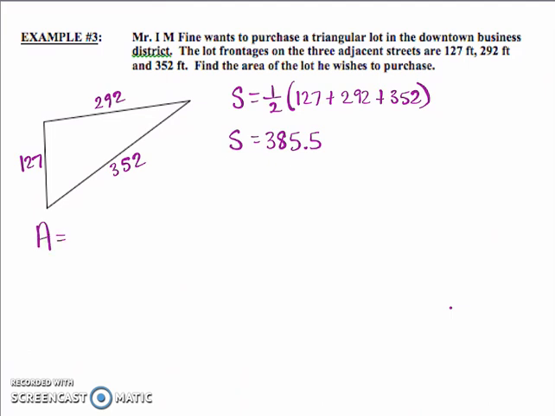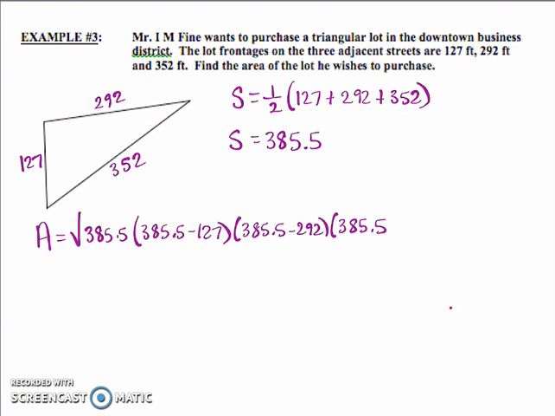Now that we have our semi-perimeter, we just have to plug our values into our Heron's area formula. So the area of this triangle is going to be equal to, big square root here, 385.5 times 385.5 minus 127 times 385.5 minus 292 times 385.5 minus 352. And again, this is all under the square root. So be careful with your order of operations. Make sure that you are doing your math correctly.